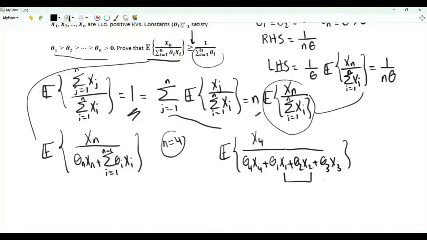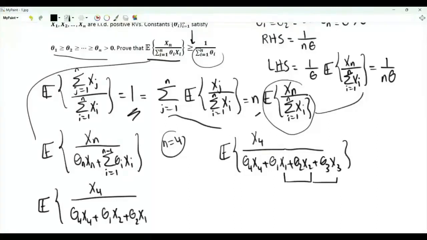If I permute the random variables x1, x2, and x3, what happens to the expectation? For instance, suppose that I have the expectation of x4 over θ4 x4 plus θ1 x2 plus θ2 x1 plus θ3 x3. I swapped x1 and x2. Because the random variables are i.i.d, this expectation is exactly equal to that expectation. We can permute the random variables from x1 to x3 in 3 factorial or 6 ways. We can produce 6 expectations. All of them are exactly equal.